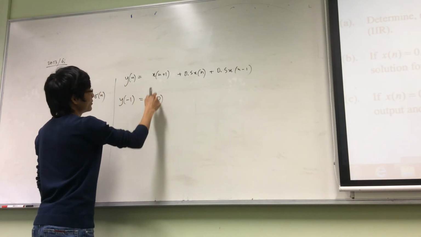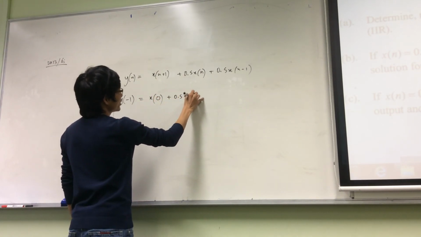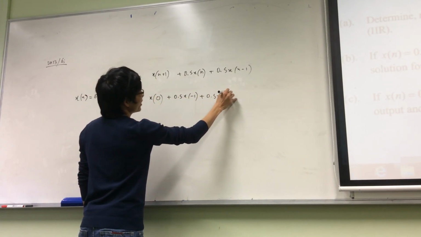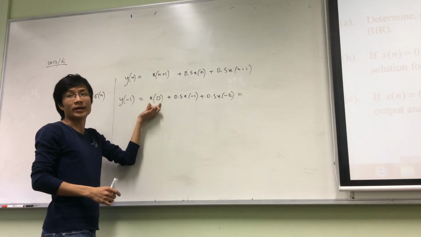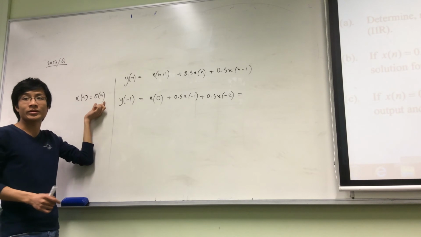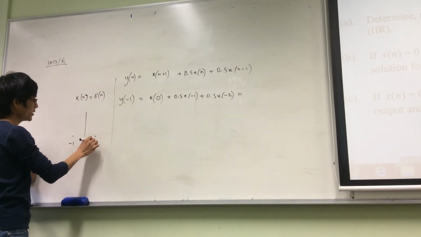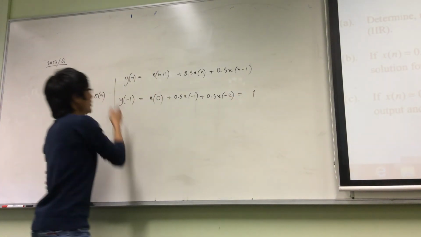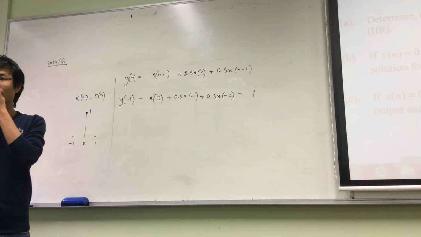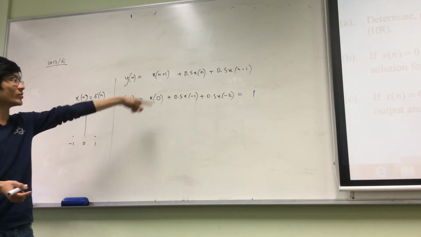x at 0. See the 0 over here? Plus 0.5 x at -1 plus 0.5 x at -2. This one is 1 because of the impulse. The impulse is in the middle, 0, 0, 0, 0, 0, and so it's 1. So this one is not causal, because you got something nonzero before zero.